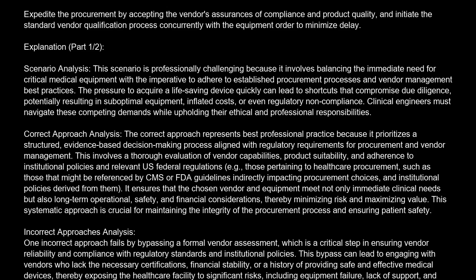The correct answer is A. Expedite the procurement by accepting the vendor's assurances of compliance and product quality, and initiate the standard vendor qualification process concurrently with the equipment order to minimize delay.